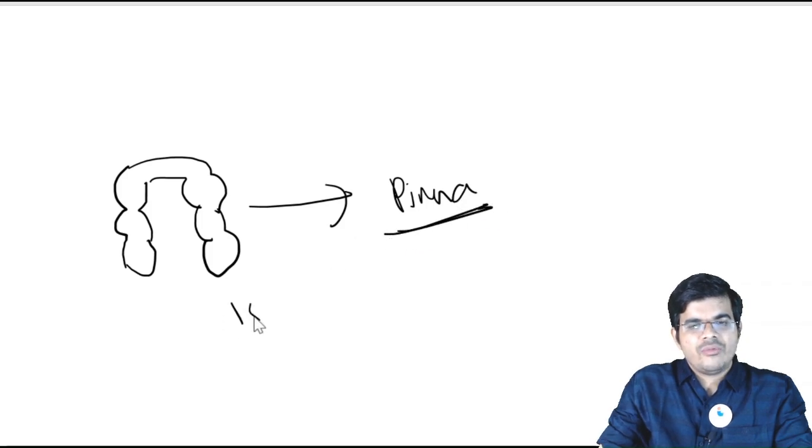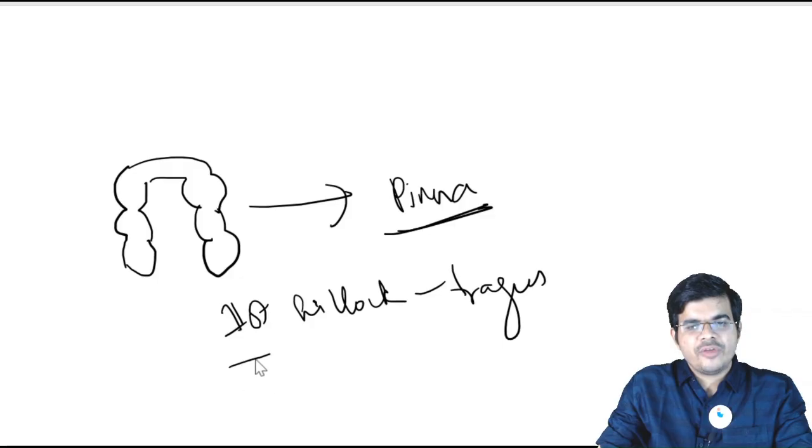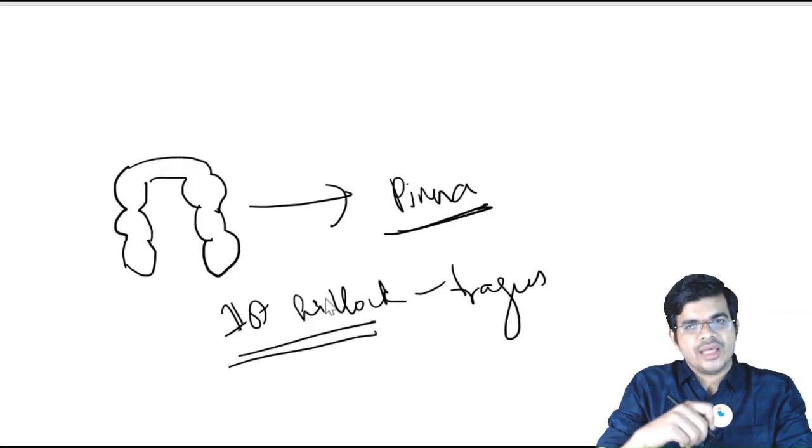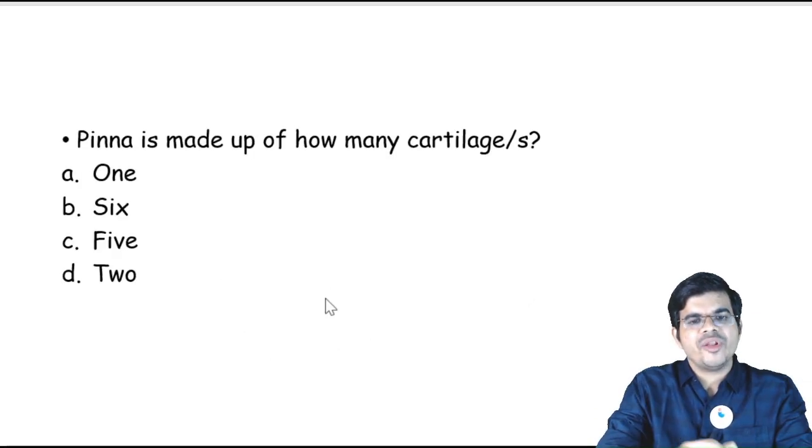Okay, and one thing you have to remember, first hillock leads to development of tragus, and because of the defective fusion of these hillocks various disorders can arise. Okay, and I'll be coming to it soon. Before that, a small question for you. Pinna is made up of how many cartilages?